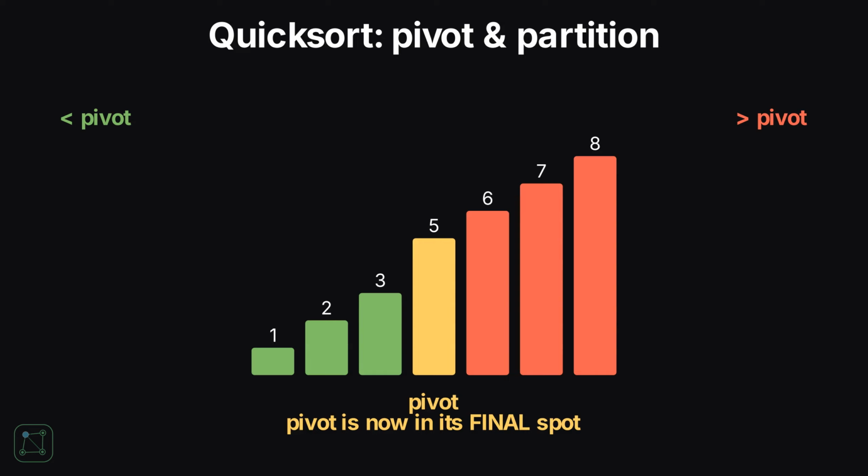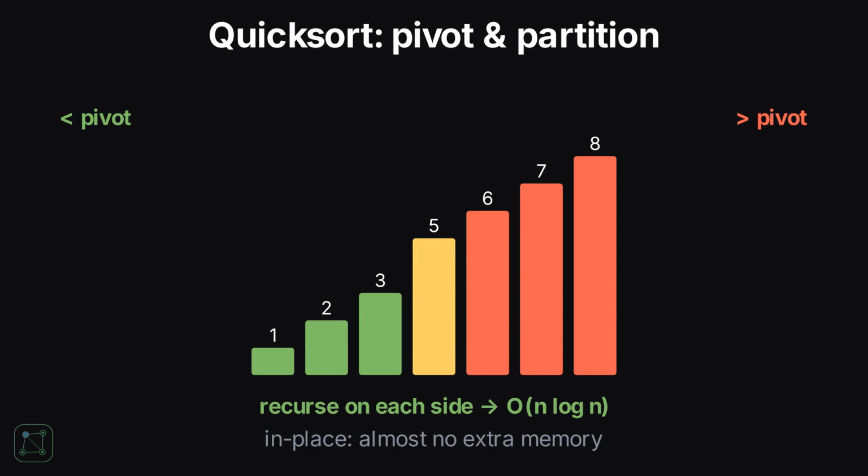The combine step is nothing. Once the pieces are sorted in place, you're done. When the pivots split things roughly evenly, you get about log n levels, each doing n work to partition. So n times log n. Quicksort is also in place. It shuffles within the same array, using almost no extra memory. That's why it's often the fastest in practice.